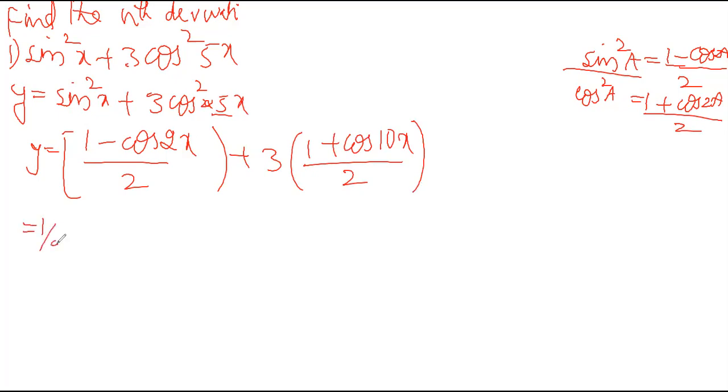Next simplification. That is 1 by 2. Here 2 and here 2, I take common, that means outside: 1 by 2 into 1 minus cos 2x, plus 3 into 1 that is 3, plus 3 cos 10x.